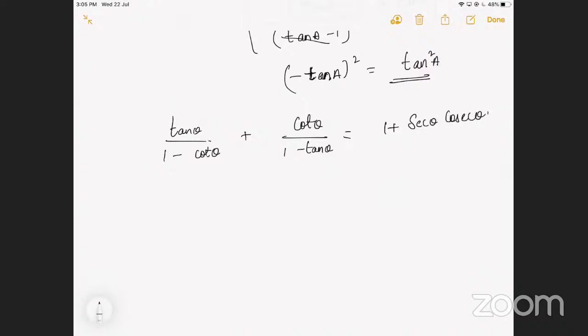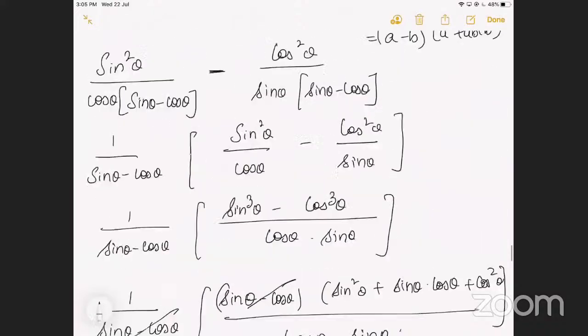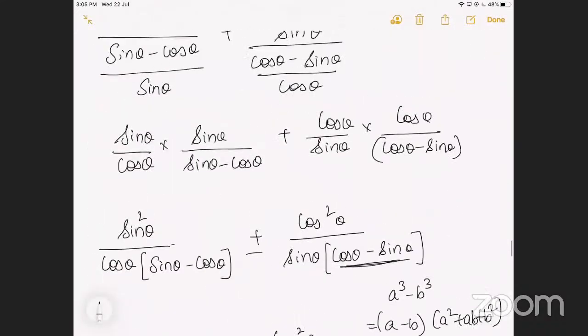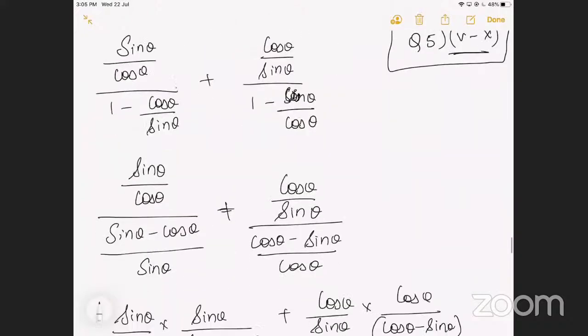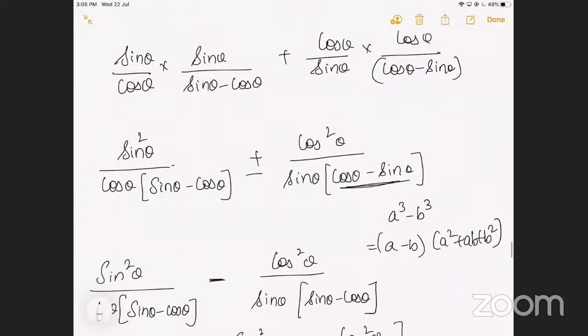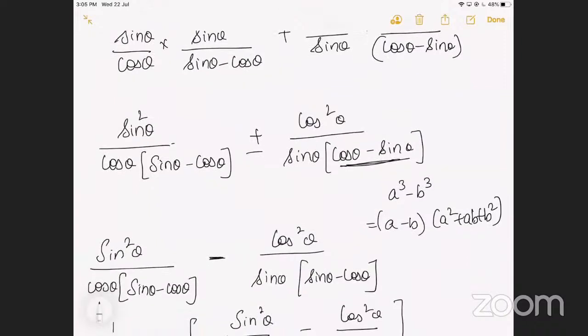Okay. Yes, sir. I understood till sine square theta. A little bit down. Yeah, I understood till sine square theta by cos theta into sine theta minus cos theta. But sir, what is this plus minus?